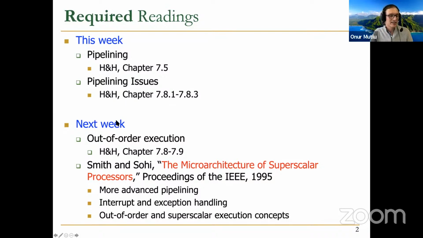And then we will start improving performance even more by executing instructions out of order. Out of the program order. We're not going to do that in pipelining, at least initially. And then we'll talk about out-of-order execution concepts and some really interesting issues like branch prediction the week after that. So these are your readings for this week and next week, but I'm going to supplement it next week again.